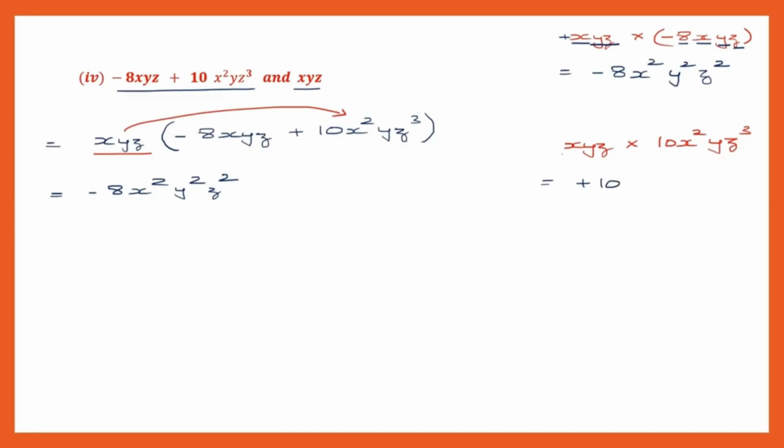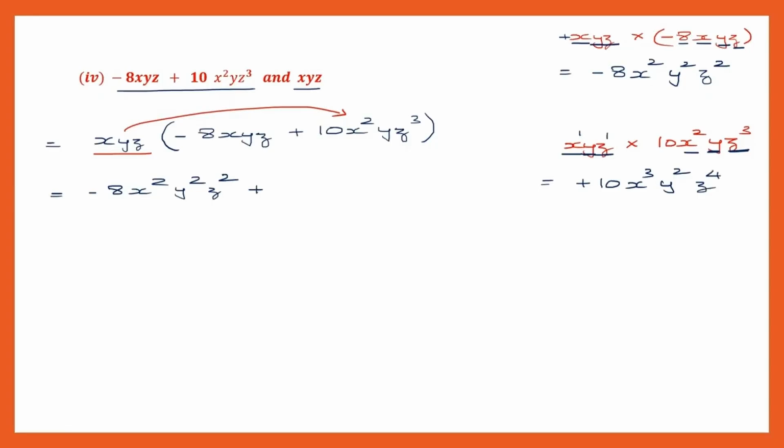Now let's look at x. Here 1x and here 2. So 1 plus 2 is 3, x to the power of 3. Here we have 1y and 1y, that will be y to the power of 2. Here we have 1z and z to the power of 3. So that is z to the power of 1 plus 3, z to the power of 4.